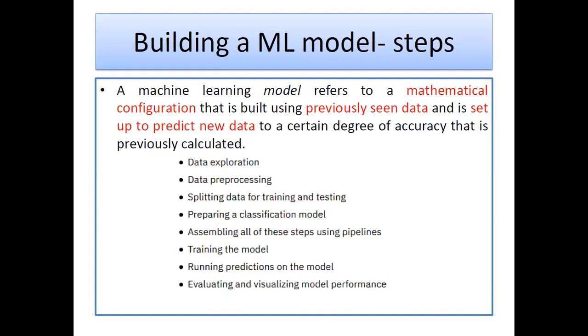To do that, we need to prepare a classification model. So what model will we do today? We will do a decision tree classification model. Assembling all these steps using a pipeline may not be clear to you now, but once you have more understanding, you will understand.